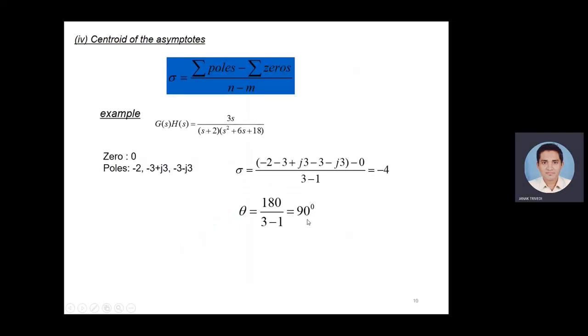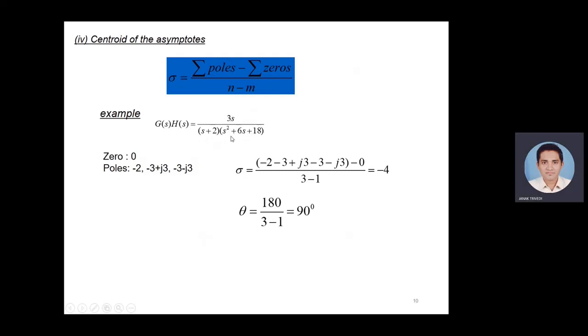Then the centroid of the asymptote. The centroid of the asymptote is found with the help of sigma of poles minus sigma of zeros divided by n minus m. First you have to find the summation of the poles, subtract the summation of the zeros, and then divide by the number of poles minus the number of zeros. Like example, G(s)H(s) equals 3s divided by s plus 2, s square plus 6s plus 18. In this case, zeros are 0.